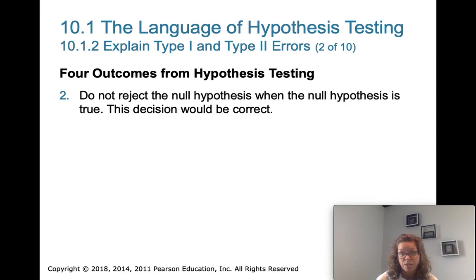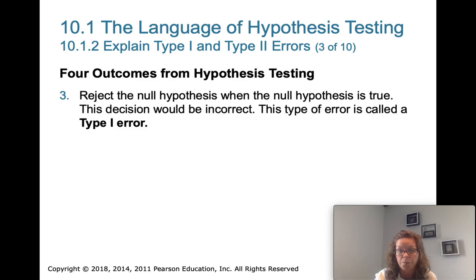We could not reject the null hypothesis when the null hypothesis is actually true. This decision would be correct. So we could say, you know what? This is the status quo, and you haven't given me enough to make me believe that things have really changed, so I'm going to stick with the null. And as it turns out, the null is actually right, so go us, we made a good decision.